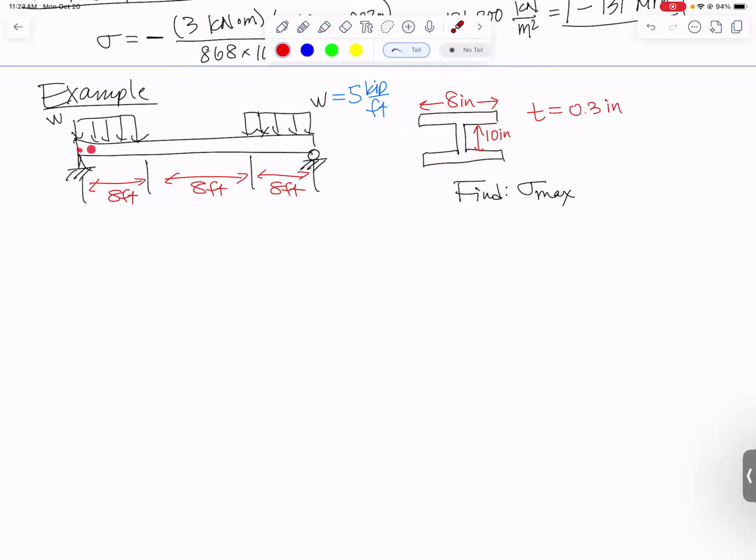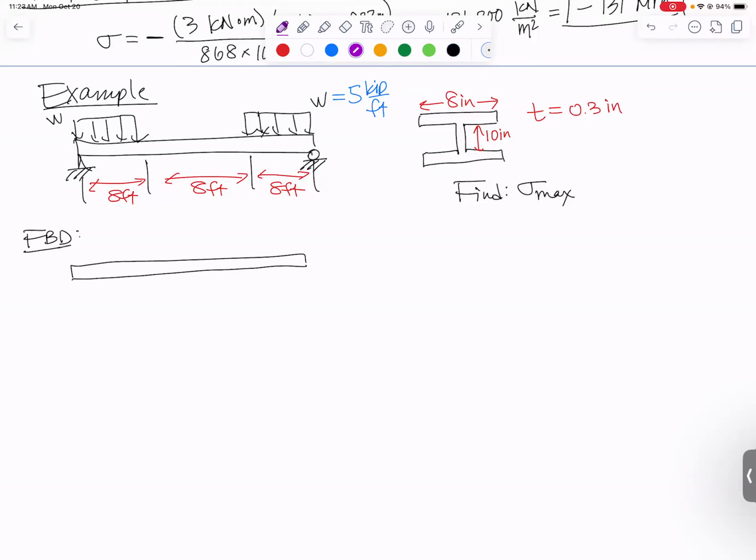What we don't know is where along this beam the stress will be max. We don't know how big the bending moment is. So we're going to have to back up and use our great shear force and bending moment diagram skills to find the max bending moment. First, we need to draw a free body diagram, and I need to find the reaction forces at the ends.